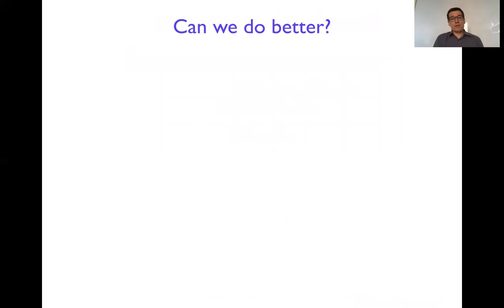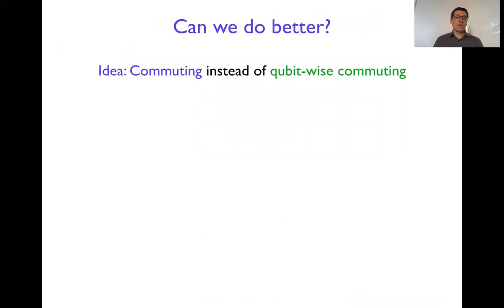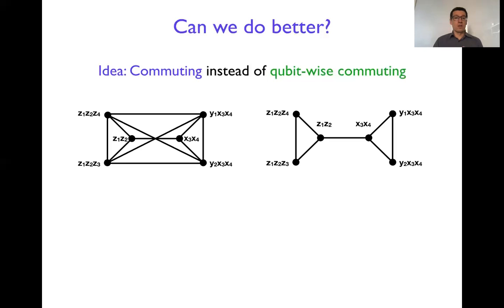Now, can we do better? Natural question. And the idea here is very simple. How do we involve maybe commutativity instead of this qubit-wise commutativity? Because commutativity is more general, and also even in the graph language, if you use commutativity relation rather than qubit-wise commutativity, you can connect more pieces together.